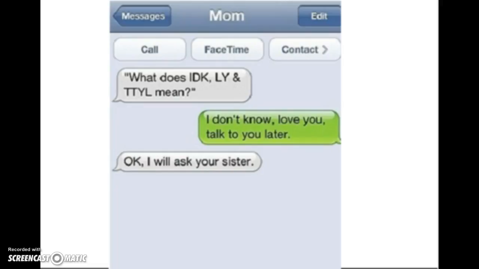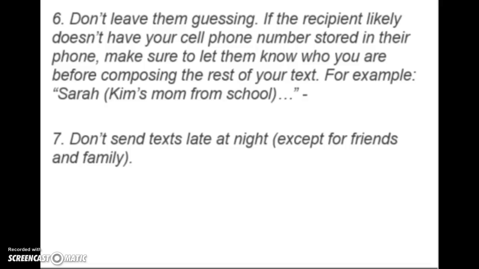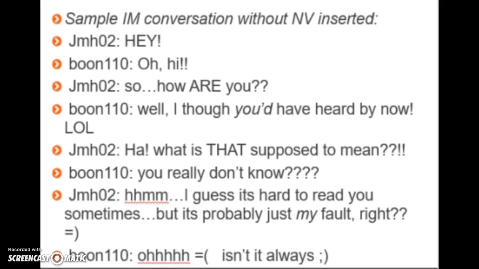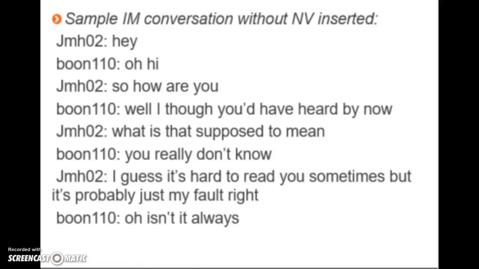and of course there are many examples of these types of misunderstandings that occur, particularly across generations. But it's important that we communicate in a way that allows people to actually understand what we're saying. Here's a great example of a sample conversation without these grammatical markers inserted. Just look at this text conversation.